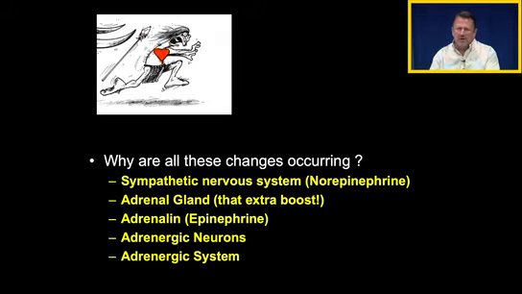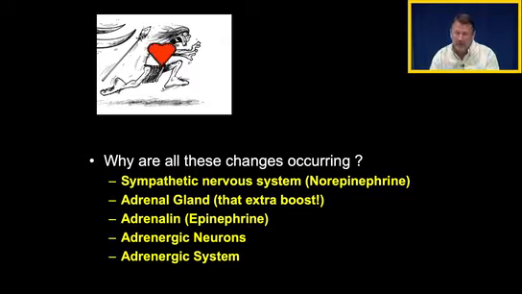And so why is all this occurring? The sympathetic nervous system, which uses primarily norepinephrine as the neurotransmitter, as well as adrenaline. The adrenal gland gives adrenaline, epinephrine. That's why these are called adrenergic neurons in the adrenergic system. So adrenergic in this case means sympathetic nervous system.